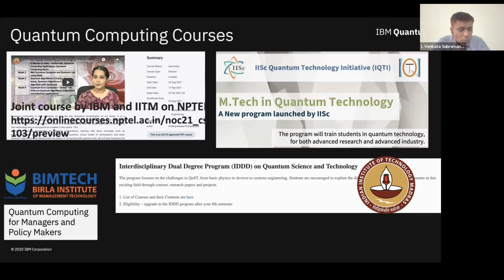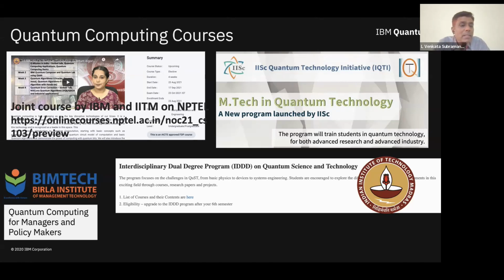There is a new program that Birla Institute of Management Technology is also starting. So there are multiple. IIT Madras has an ongoing program which has been there for a few years now, which is an integrated program, Bachelor's and Master's, right? So there are already many programs, and some new ones also coming. Every university today is looking at how to build a program and offer it to students, because we are seeing that a lot of students are interested.